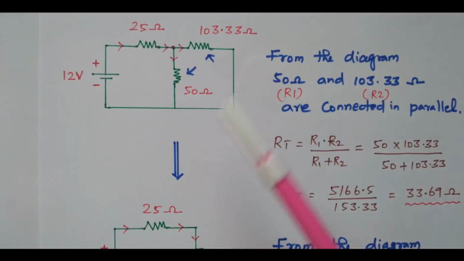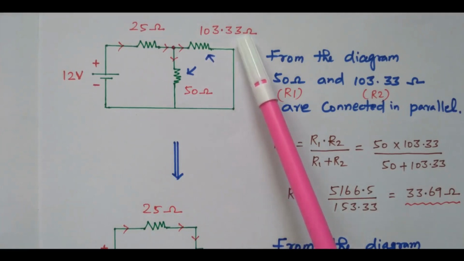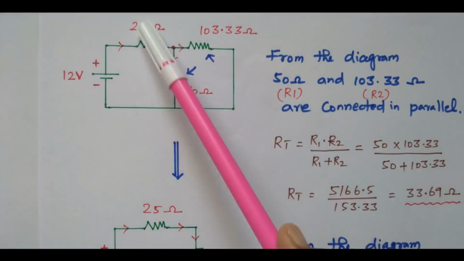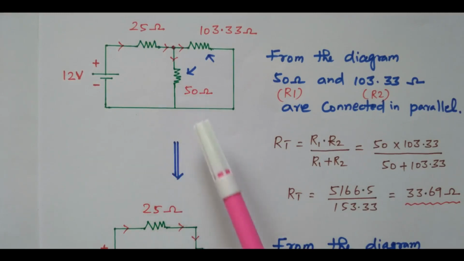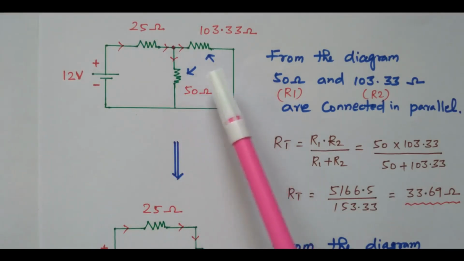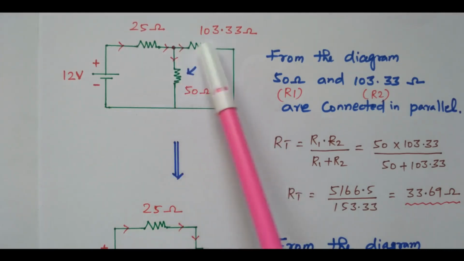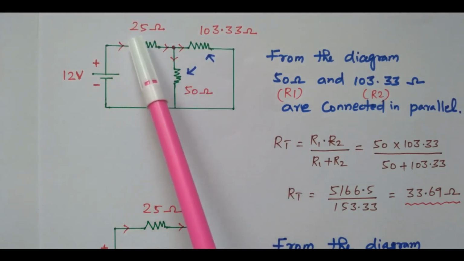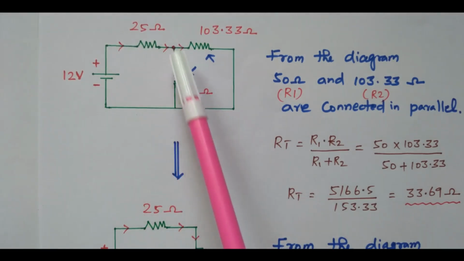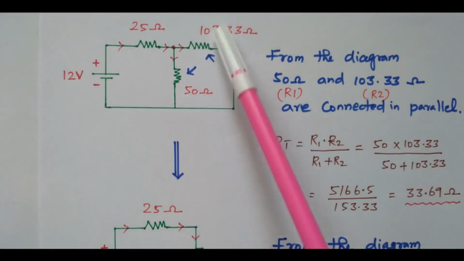So after replacing, what we got? 103.33 ohm. So these two are the other two resistors available. From this diagram, we are easily able to understand these two are in parallel because the current is diverted here. Current flowing through 25 ohm is diverted here. So these two are in parallel.